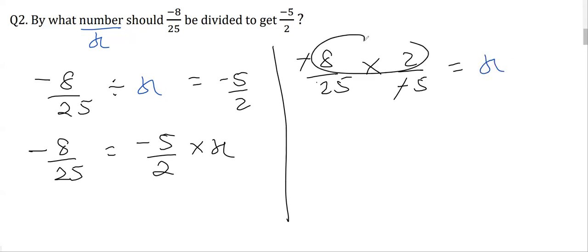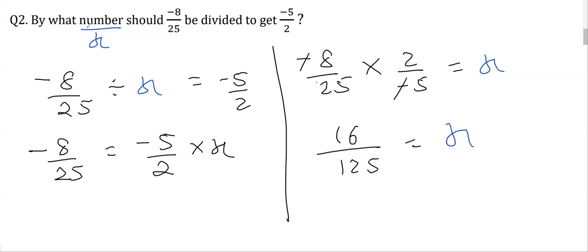So for further calculation, this is 8 into 2, that is 16, and 25 into 5, that is 125. So that should be the value of x. We can write a statement that minus 8 by 25 should be divided by this to get minus 5 by 2.